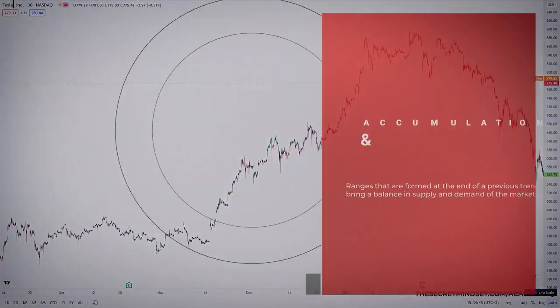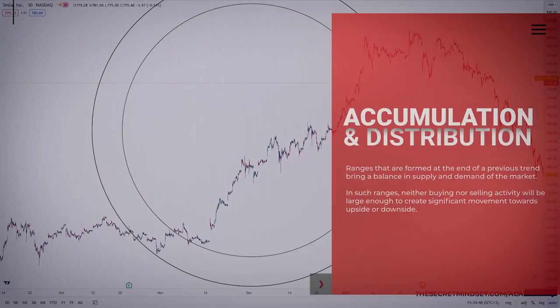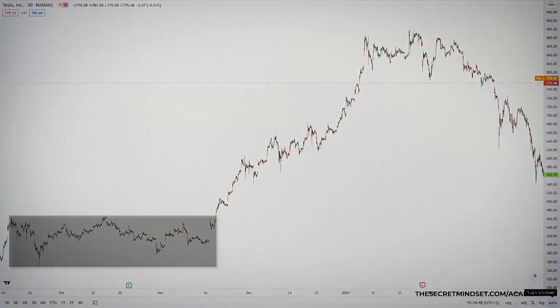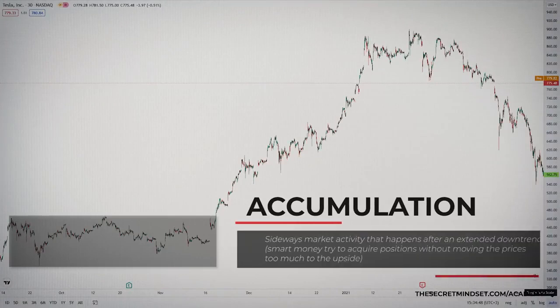Ranges that are formed at the end of a previous trend bring a balance in the supply and demand of a market. In such ranges, neither buying nor selling activity will be large enough to create significant movement towards upside or downside. Accumulation is nothing but a sideways market activity that happens after an extended downtrend.